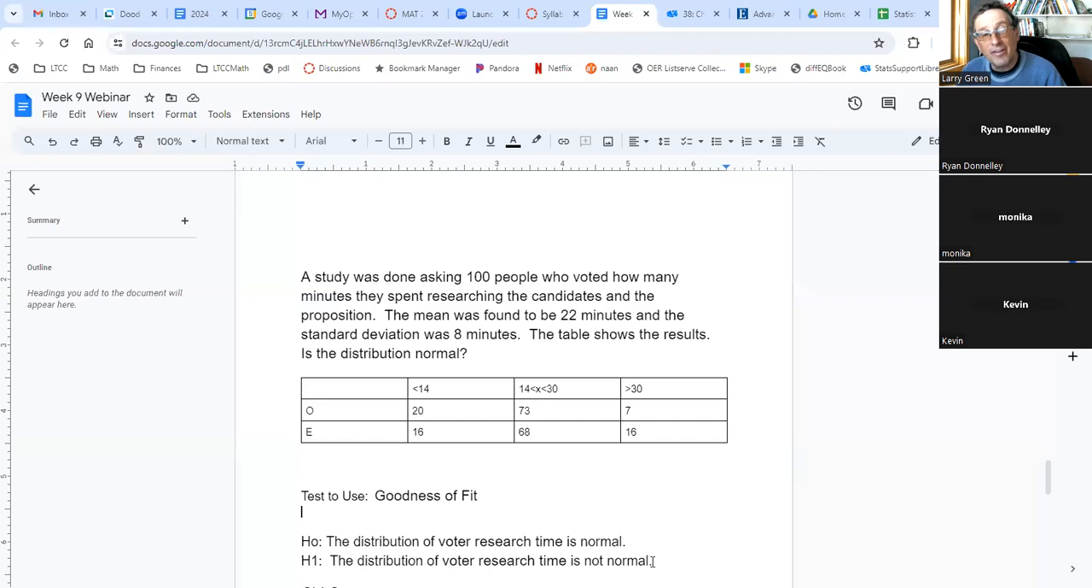Okay, notice the survey question is a quantitative question. The survey question is, how many minutes did you spend researching the candidates before you cast your ballot? And that is very quantitative, but what we've done is we've really broken it up into 3 pieces. We have the left tail, we have the middle, and we have the right tail. So we've taken something quantitative and turned it into something qualitative. Any questions on that idea?